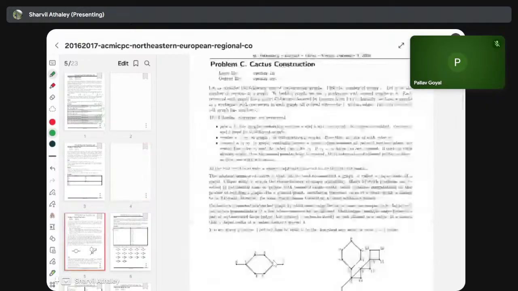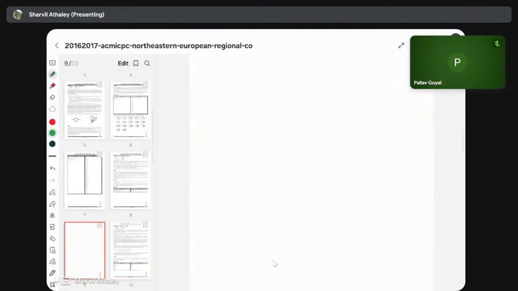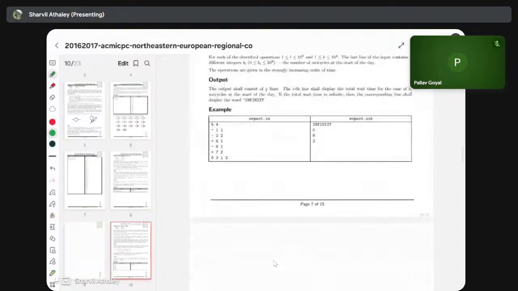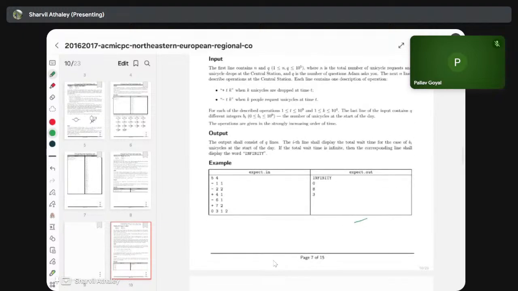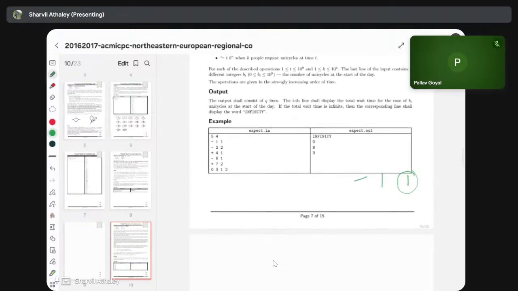So let's move on to question E. In question E, it says that every person joins the queue, and it is marked by minus when a person demands a cycle at time t, with the number of cycles. Also, whichever person in the queue is at the front gets a cycle, moves out of the queue, and gets the cycles he demanded.